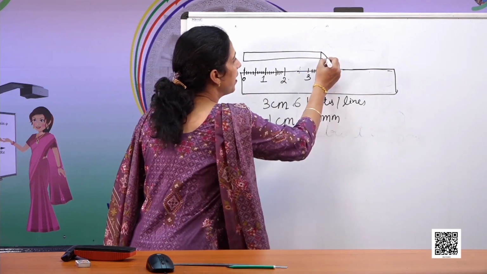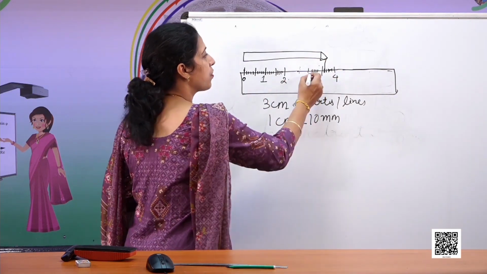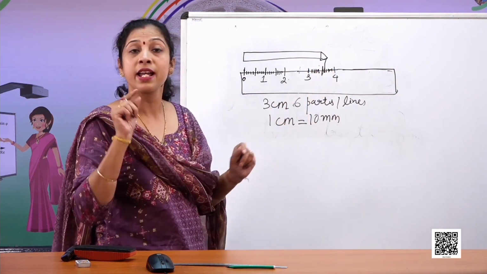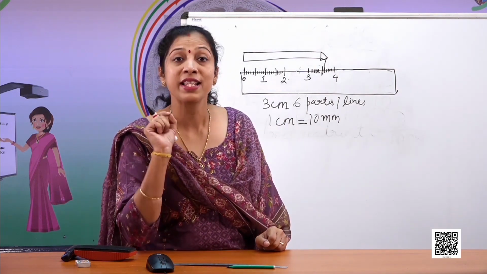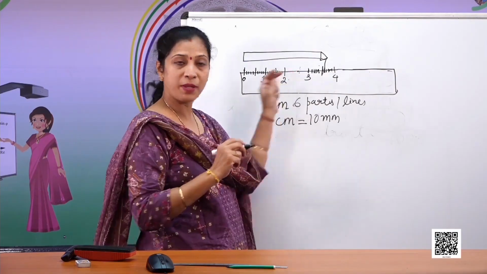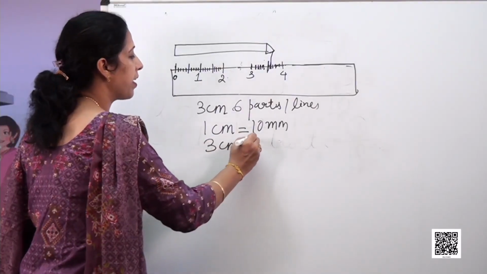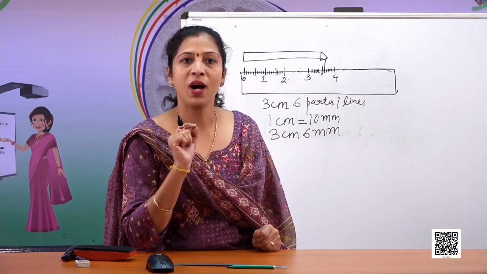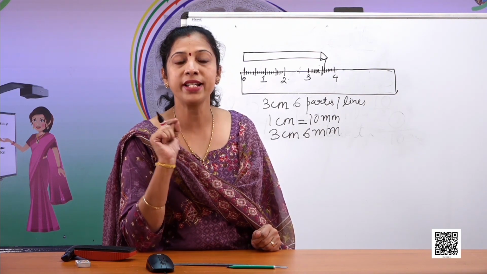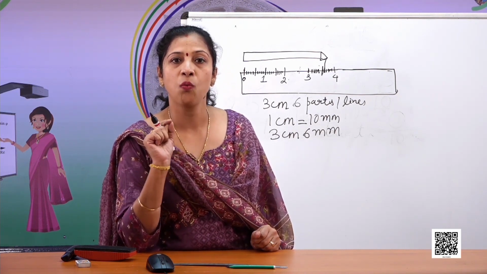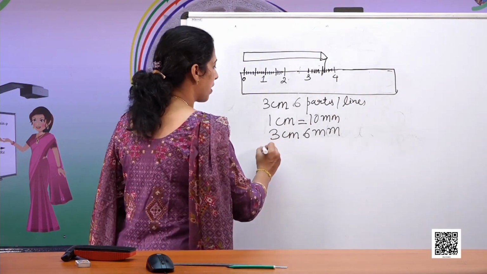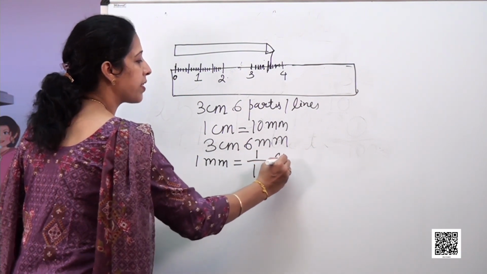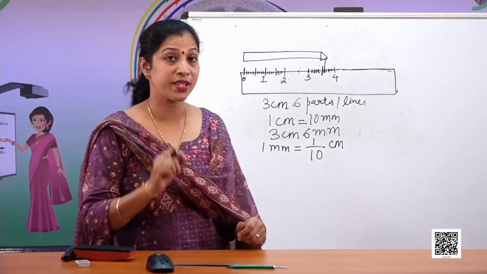So when I'm telling that this is the length of the pencil, you can see 1, 2, 3, 4, 5, 6. So 6 small lines means 6 millimeter. So what is the length of the pencil now? 3 centimeter, 6 millimeter. 1 centimeter has 10 equal parts. So 1/10 of the centimeter is called 1 millimeter, which can be written as 1 millimeter is equal to 1/10 of the centimeter. Now you understood what is the use of tenth.